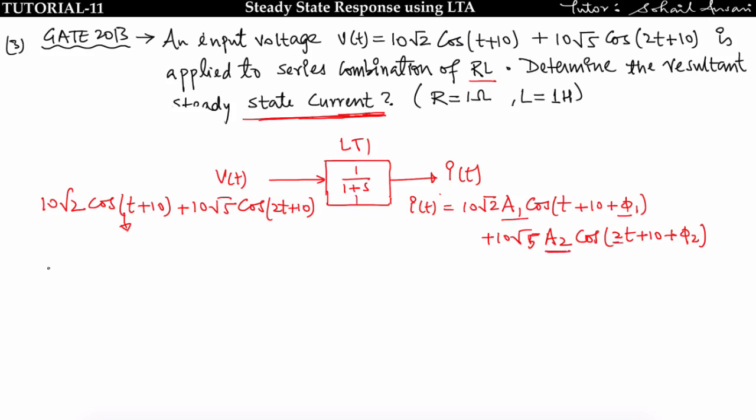So first find the magnitude of the transfer function. H(s) is equal to 1 by 1 plus s. H(jω) is equal to 1 by 1 plus jω.